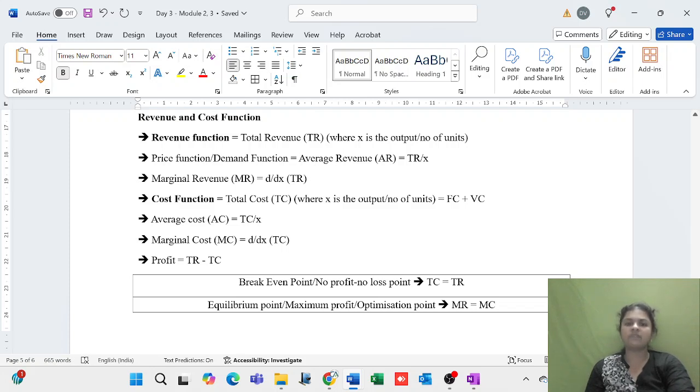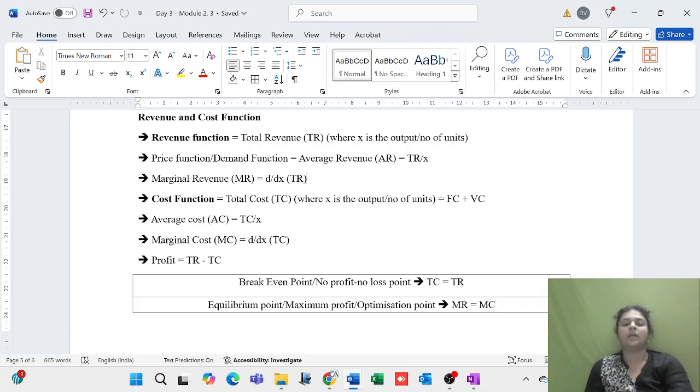And what is a price or a demand function? It is an equation which represents the average revenue. How to find average revenue? When you have the total revenue equation, if you divide the entire equation by x or q, which is basically the number of output, then you get the average revenue. And what is marginal revenue? This is where the differentiation rule applies. Marginal revenue is the differentiation of total revenue.